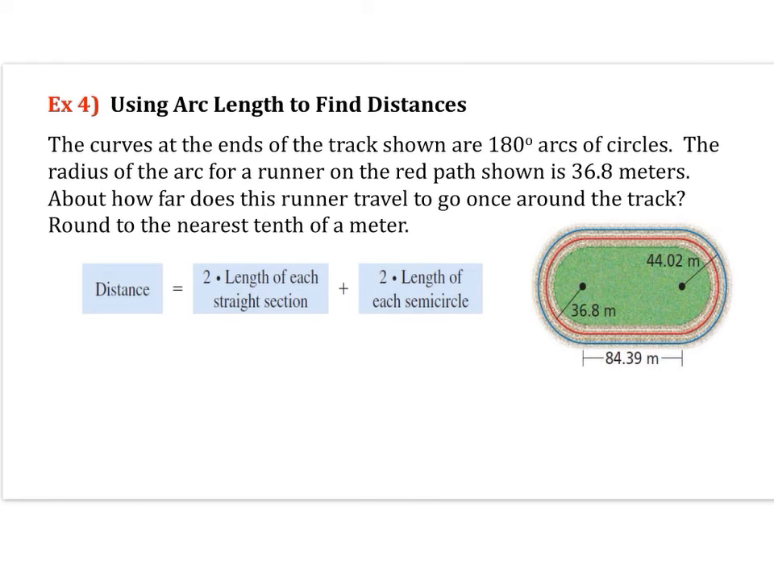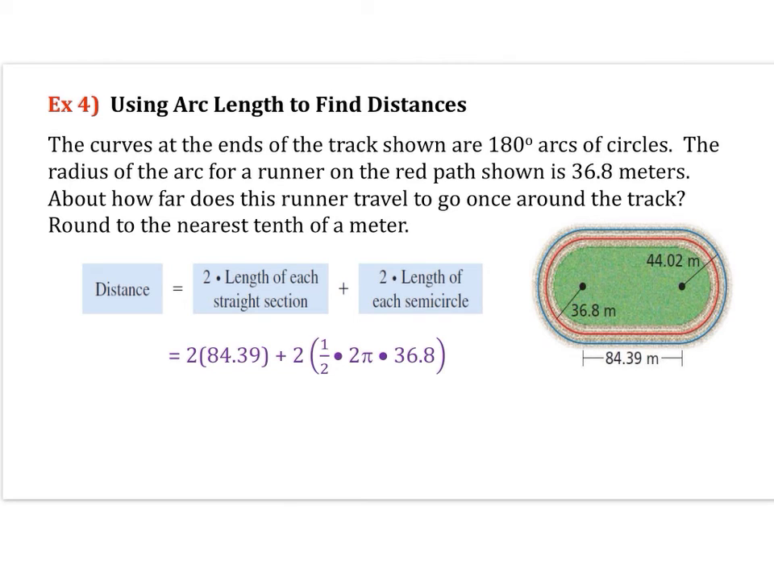So let's think about this situation and what we're trying to find out. We know that the total distance around the track is going to be equal to 2 lengths of each straight section. And by straight section, we're talking about this piece here and this piece here that's marked by the length 84.39 meters. So there's 2 of those lengths plus 2 lengths of each semicircle. So we have 1 semicircle here and a second semicircle here. So the first part of this equation would be 2 of the 84.39 lengths. The second part of our equation would be 2 of our half circles.